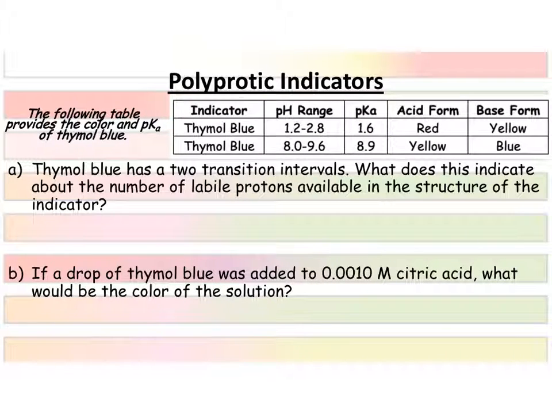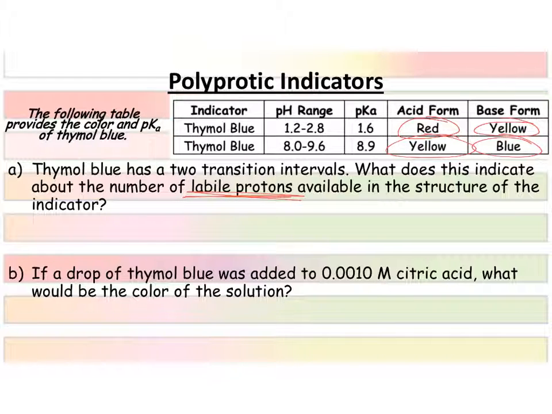Okay, so now let's throw some indicators into this situation. So I have thymol blue indicator. You see that there are a couple colors here. There's red, there's yellow, and then there's blue. Looking at that indicates to us how many labile protons there are, or how many hydrogens are hanging off that original acid structure.